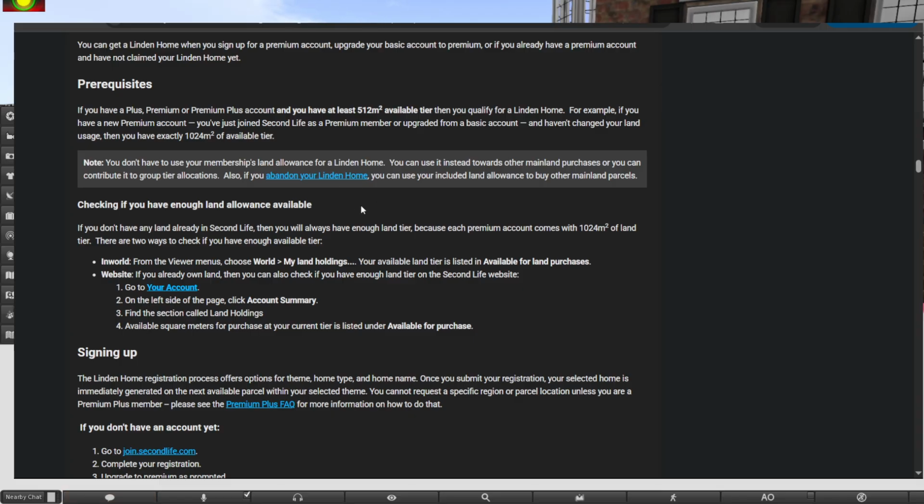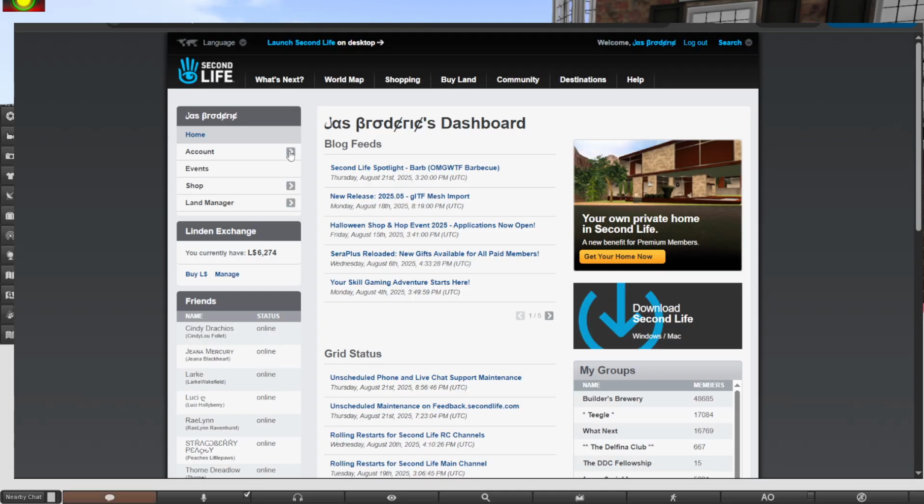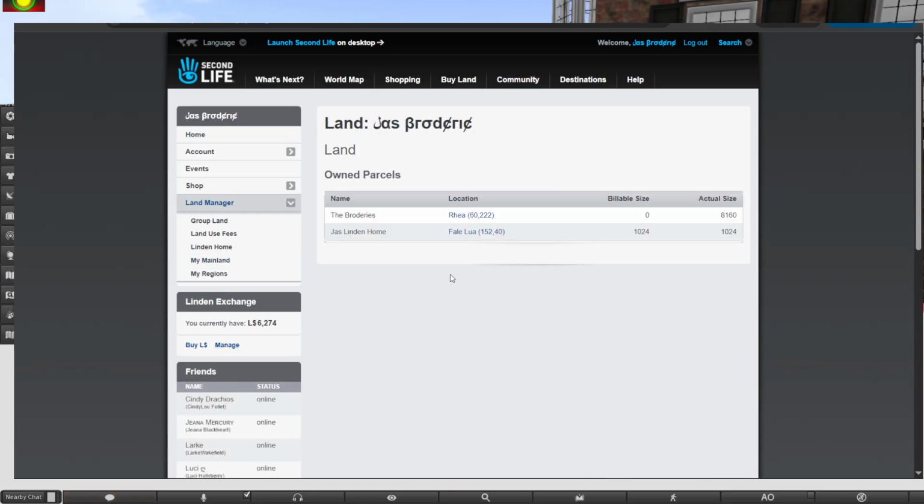Okay, so I'll show you on my account what that looks like, because I just think it's better if I go to Land Manager and I go to my Mainland. If you notice, I have a Linden home, right? And it's a 1024. The billable size is 1024. The actual size is 1024. That's because I'm a Premium member, so I have a Linden home on that amount of land.